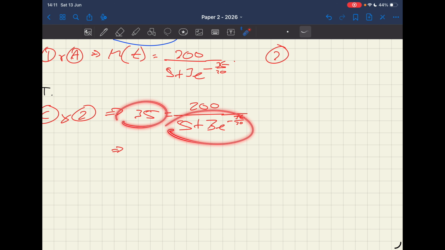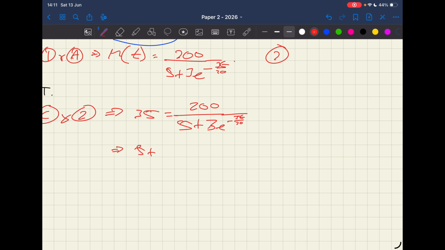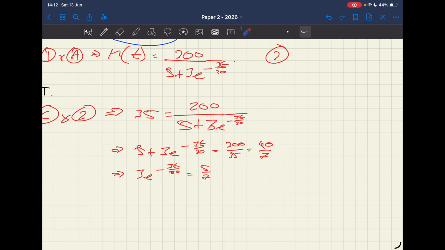Let us swap these parts over. So 5 plus 3e to the minus 3t on 20 is equal to 200 on 35. That we can cancel down a little bit, can't we? 200 divided by 35, what do we get? 40 on 7. I want to now take away that 5. So 3e to the minus 3t on 20. If we take away 5 from this, what do we get? We get 5 on 7. So if I divide by 3, we're going to get 21 on the bottom there.